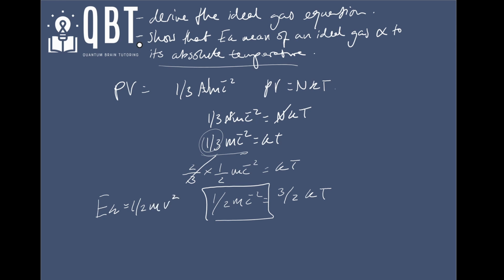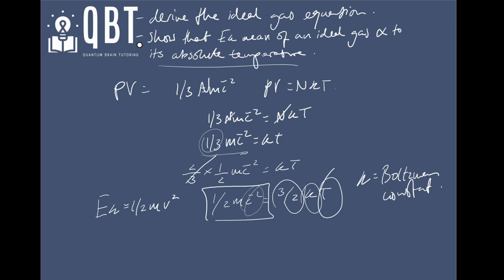So we've shown that the average kinetic energy, and it's average because it's c_rms squared, the mean square speed of all the particles. So the average kinetic energy, or the mean kinetic energy of the ideal gas, is actually proportional to the temperature. And the reason it's proportional is because 3/2 is a constant, and then k is also constant. k is just our Boltzmann constant. Okay, so that's how we show both of those things.